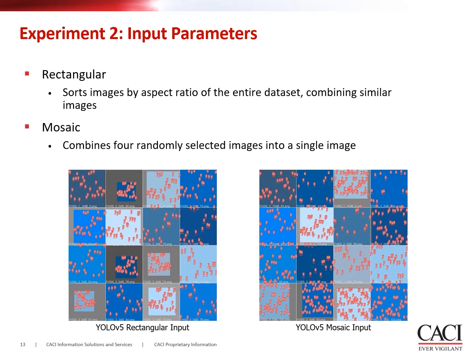The rectangular option sorts the images by aspect ratio of the entire dataset, combining similar images, which can speed up processing. The image on the left shows how YOLO processes the images with the rectangular argument. Each box is labeled with 0 because for this project, all bursts of energy were in the same class. The image on the right shows how YOLO processes the images using the mosaic argument.